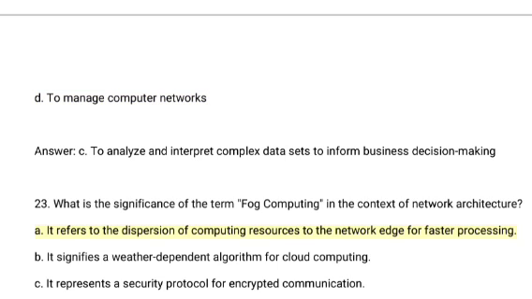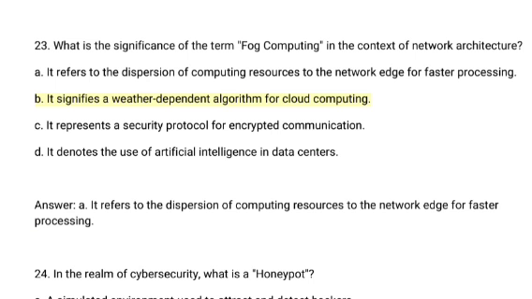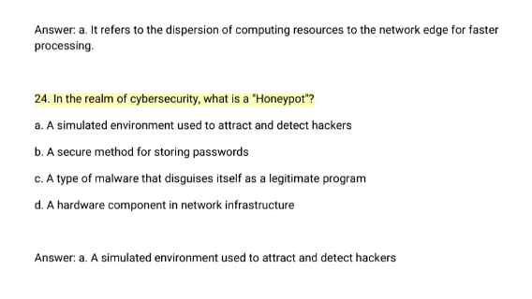23. What is the significance of the term fog computing in the context of network architecture? A. It refers to the dispersion of computing resources to the network edge for faster processing. B. It signifies a weather-dependent algorithm for cloud computing. C. It represents a security protocol for encrypted communication. D. It denotes the use of artificial intelligence in data centers. Answer. A. It refers to the dispersion of computing resources to the network edge for faster processing.